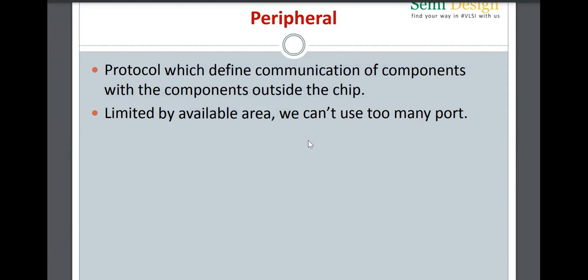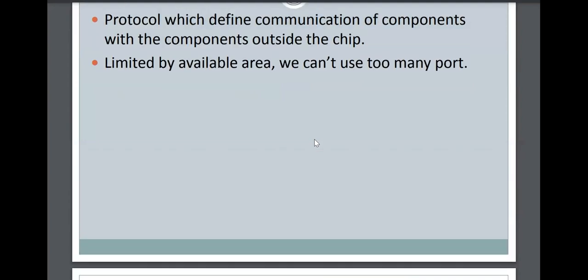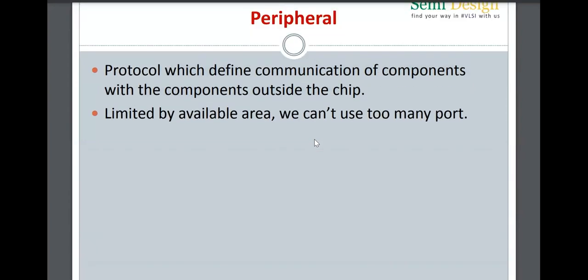We cannot use too many ports. Okay, there is a limitation. It will work for low bandwidth, and only a small number of ports are there. APB is the example. Did you get the clarity up to here? What is meant by peripheral protocol and on-chip protocol?